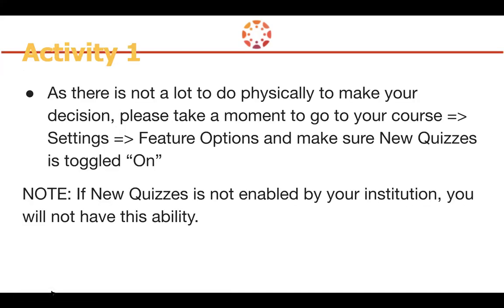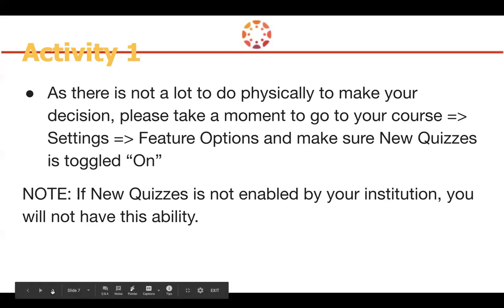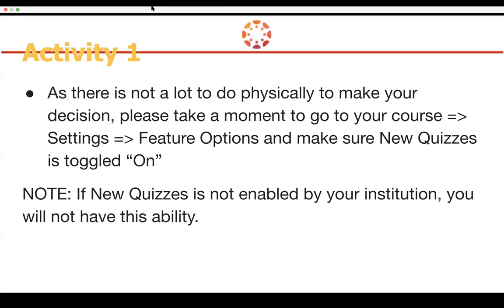So the first activity, because there's not a lot to physically do, I would like you to take about a minute, go to your course or your sandbox, go to settings at the bottom of your navigation list, and go to feature options within settings and see if new quizzes is toggled on, or if it's on allow, toggle it on for your course or your sandbox. Note that if new quizzes is not enabled by your institution, you won't have this ability, but it'll be great if you can follow along. So I'm going to give you about 1 minute to check that functionality. Ready, set, go.